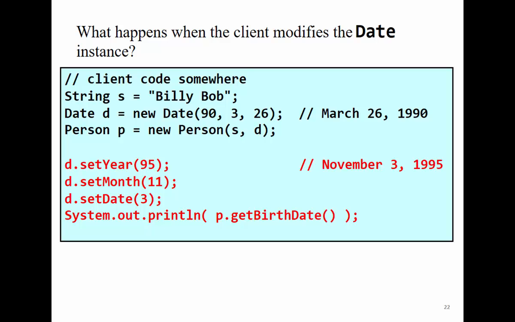When I print P.getBirthday, I will have November 3, 1995. So the client decided to change the date, and the person sees these changes. If this is what you need inside your application, you have to implement the aggregation relations. Okay?